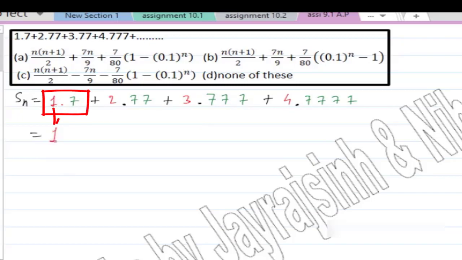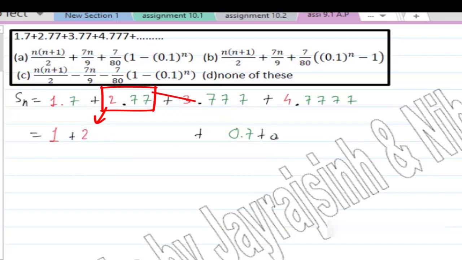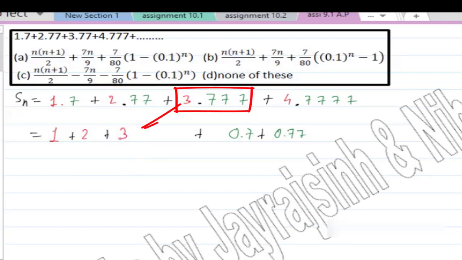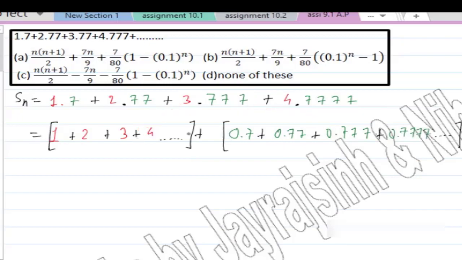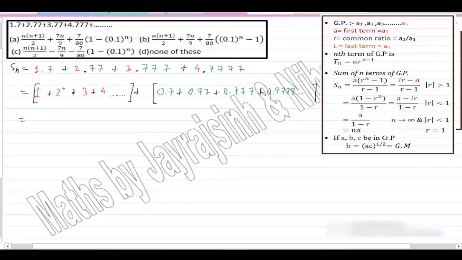Our first term will split into 1 plus 0.7. Then the second term can be split into 2 plus 0.77. Then the third term will be 3 plus 0.777 and so on. So as you can see, in the first bracket we have the summation of n natural numbers, which we already know is n into n plus 1 by 2, right? Okay, in the second bracket we should modify it to convert it into some standard sequence.